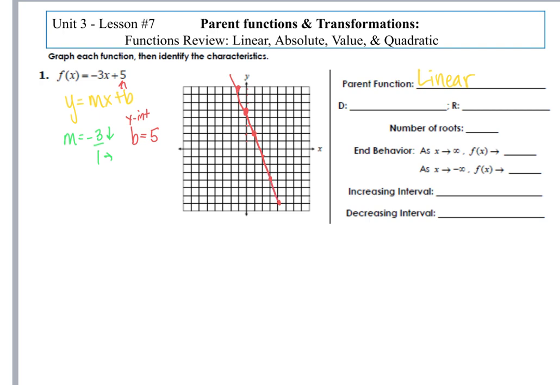So you should be able to see we have this diagonal line. Okay, there's no vertex. There's no changing. It's always going downwards consistently in the same manner. That's what a slope means, consistent rate of change.